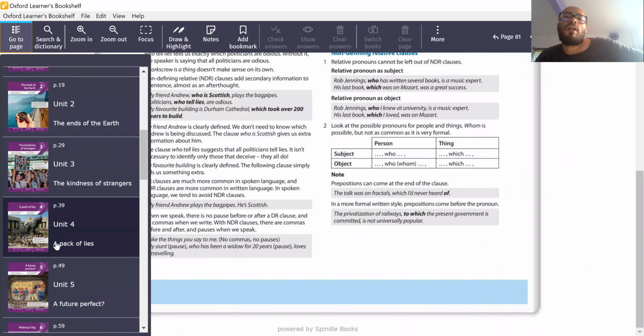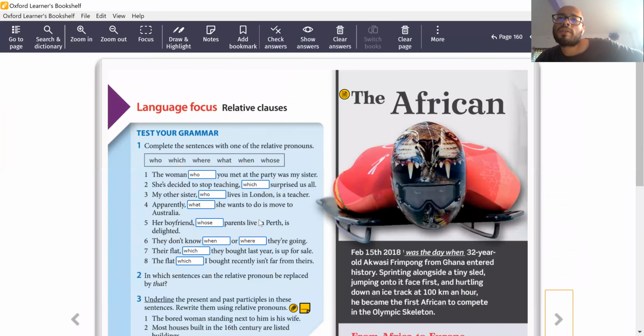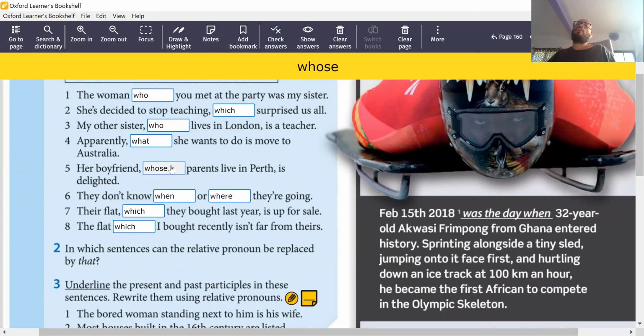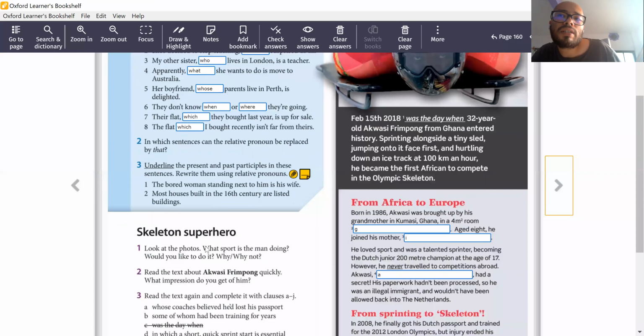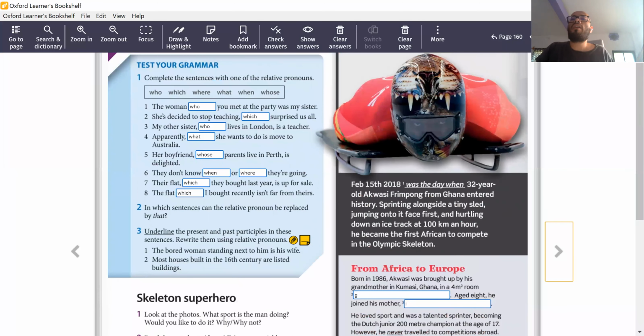And what else? Whose refers to possession. When refers to time. Where refers to places. Remember, all of those we use to join two sentences or two ideas, in order not to repeat again, or in order to replace that.